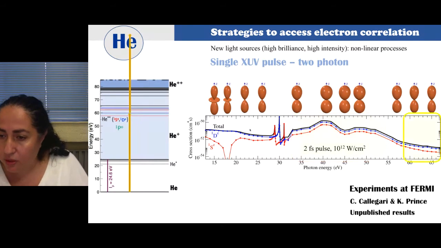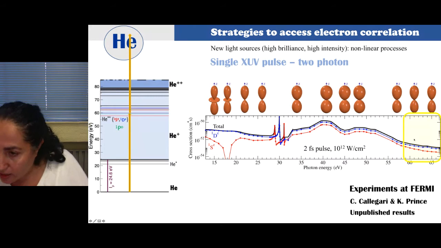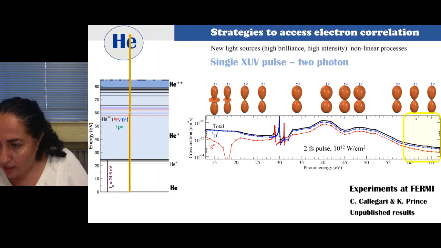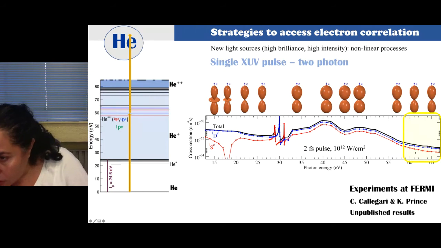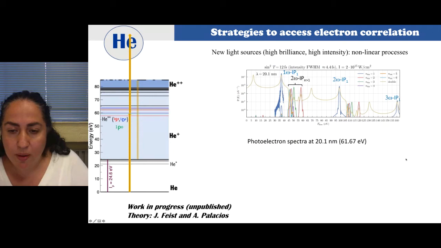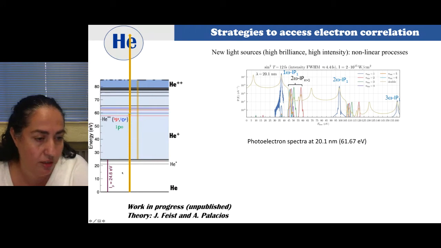If we now move even to higher energies, we see that the electron angular distributions are slightly changing. And even though in these cross sections we see a very small feature, if we take a specific energy and look at the photoelectron spectra, we can get a great deal of information. And indeed, we are now in a collaboration with Carlo Calegari and Kevin Prince at Fermi, where future experiments will be performed in this region. So let me show you the photoelectron spectra at a specific energy, in this case 61.67. This is illustrated here on the left.